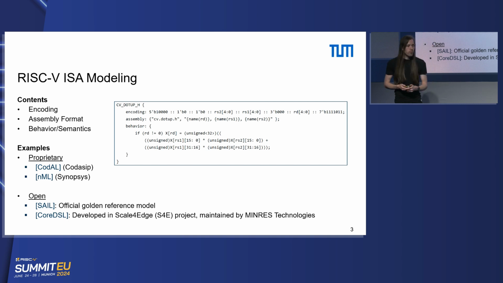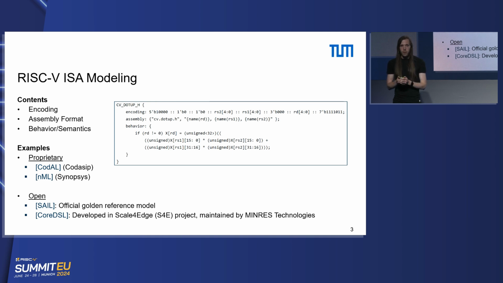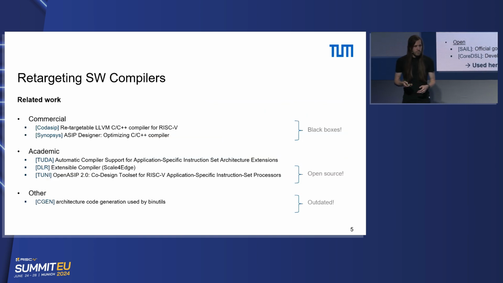Now, I would like to discuss RISC-V modeling formats. When describing the RISC-V ISA or any other ISA, you typically have to model the encoding, the assembly format, as well as the actual semantics and behavior of the functions. There are some proprietary ISA models like Codel and NML, but there are also open source ones like Sail, which is used as a golden reference model for RISC-V extensions, but also CoreDSL, which will be used in this talk.